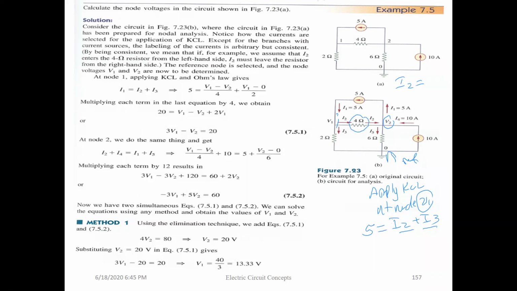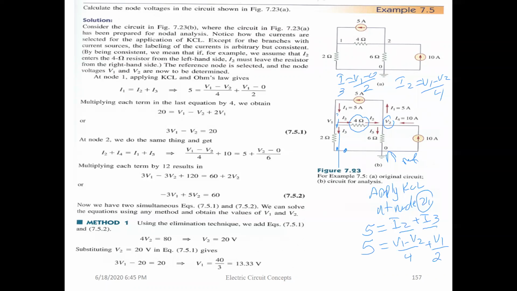Now the voltage drop across the 4 will be V1 minus V2, over 4. And same thing for I3, which goes down. So we start with V1 minus the voltage here, which is 0, over the resistance 2. So then we have I2, which is V1 minus V2 over 4, plus I3, which is V1 minus 0, V1 over 2, equal to 5.